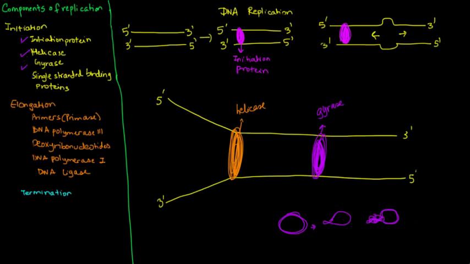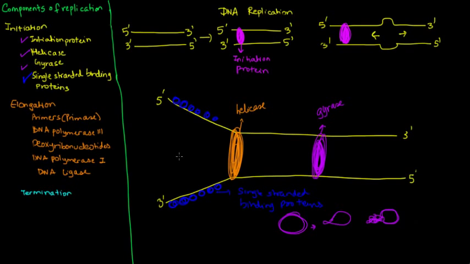Another enzyme called single-stranded binding proteins bind to my template strands and makes sure that these strands do not reanneal back together. These two strands are complementary, and the first chance they get, they're going to go reanneal back together. The single-stranded binding proteins make sure that they don't. So they serve a very important function. That is my initiation complex. So that's my initiation complex right there.